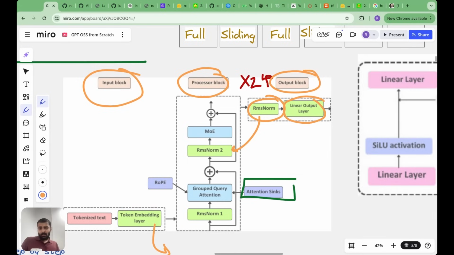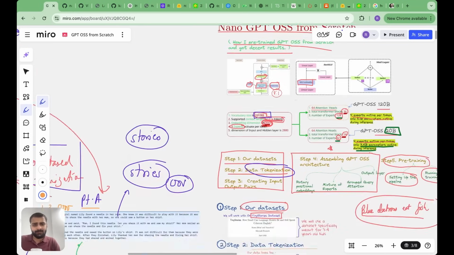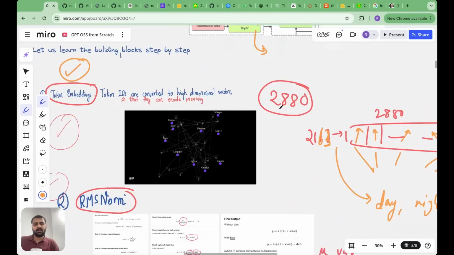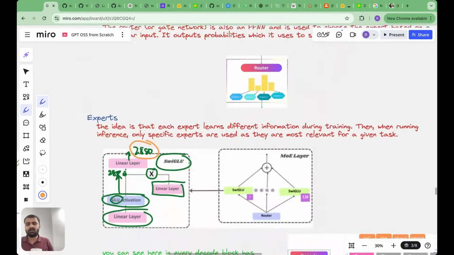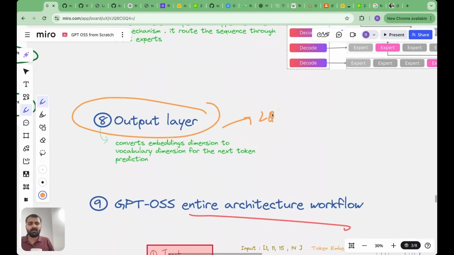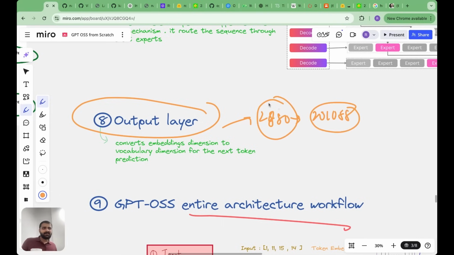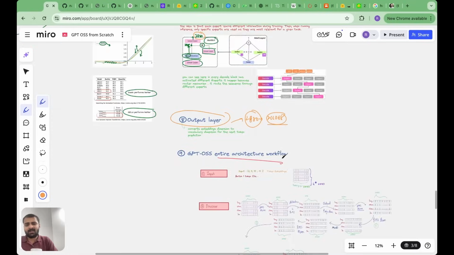What this linear output layer does is that until now we are in the 2880 dimensional space. The linear output layer just projects it to the dimensions of the vocabulary size. And in this case, the vocabulary size is equal to 201088. So this output layer takes us from 2880 dimension to 201088, which is the vocabulary size. Why this is done is because we want to predict the next token at every stage, right? And I'll explain to you when we see the entire architecture workflow why we need to be in this dimensional space. But remember why we started this whole exercise.